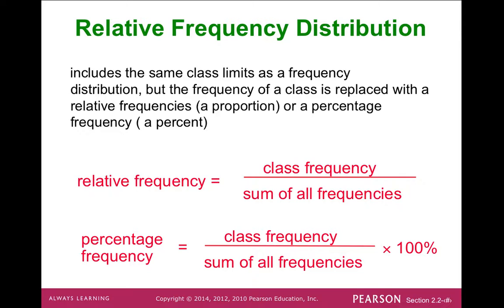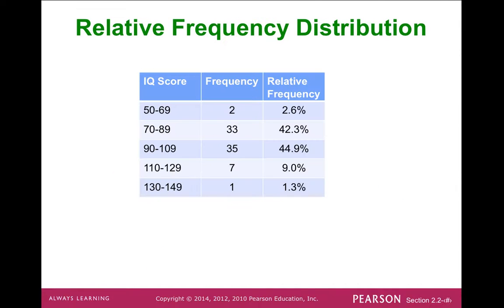So in order to calculate a relative frequency, you're going to take the class frequency and divide it by the sum of all the frequencies. And then you'll multiply it by 100 to turn that into a percentage frequency. So let's see how that works. So here is our same IQ score table that we had in the previous slides. Here's the frequency that we've already calculated and was given to us in the previous slides. And now we're going to tell you roughly out of 100% how much each class is represented.